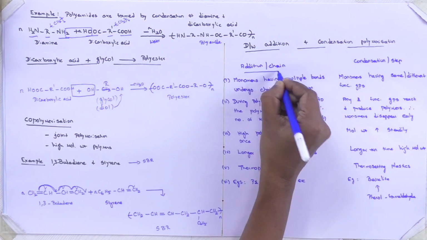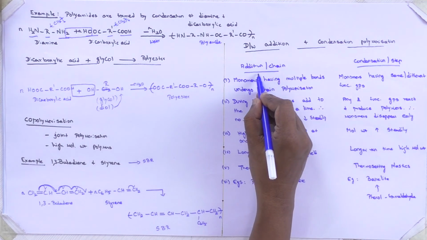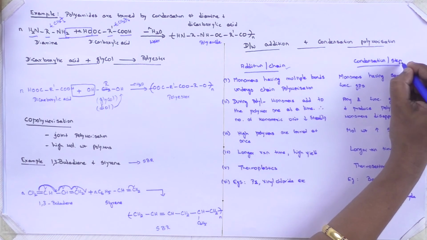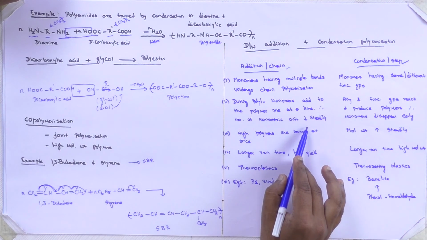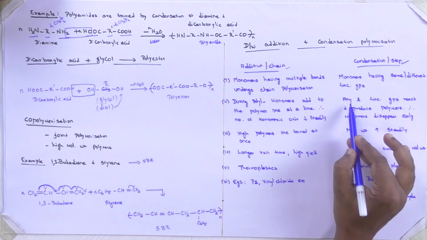The first point is that addition polymerization is otherwise known as chain polymerization, whereas condensation polymerization is otherwise known as step polymerization. Here, monomers having multiple bonds can undergo chain polymerization, and here monomers having the same or different types of functional group will undergo this type of polymerization. During addition polymerization, monomers add to the polymer or the bifunctional species that is formed one at a time. Therefore, the monomer concentration decreases steadily throughout the reaction, whereas here any two functional groups react and produce polymers. Therefore, monomers disappear early in the reaction itself.